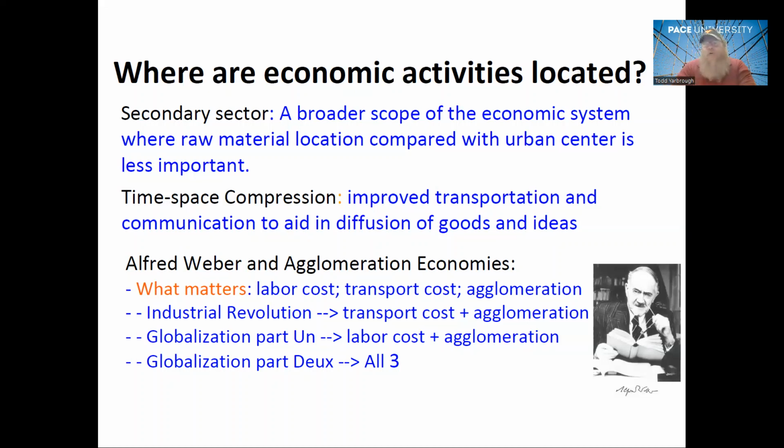So if you look at this over the relatively recent history from the Industrial Revolution and on into today, we see an evolution in what seems to matter the most. And so early on in the Industrial Revolution, it was really transportation cost and these agglomeration economies that seemed to be the main source of the dynamic choices being made.